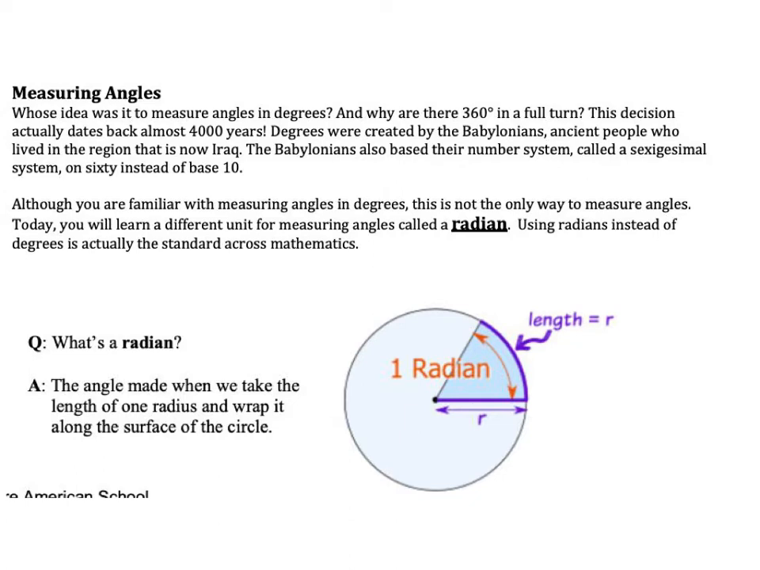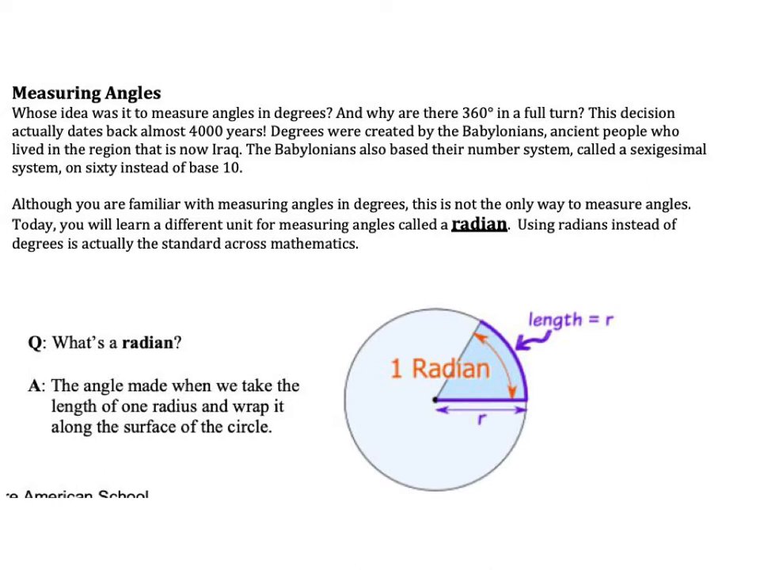All right, measuring angles. It says, whose idea was it to measure angles in degrees? And why are there 360 degrees in a full turn? This decision actually dates back almost 4,000 years. Degrees were created by the Babylonians, ancient people who lived in the region that is now basically Iraq. So, yeah, it wasn't us. It's really, really old, and we're just using it.